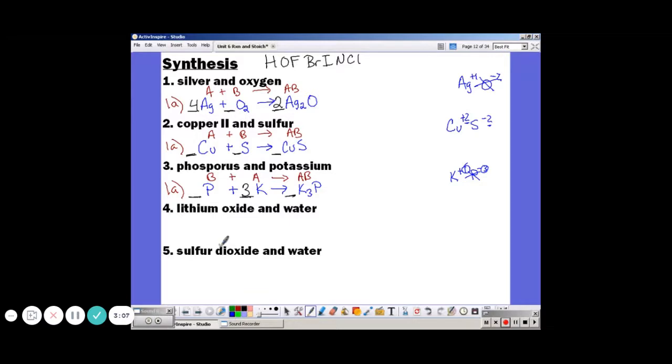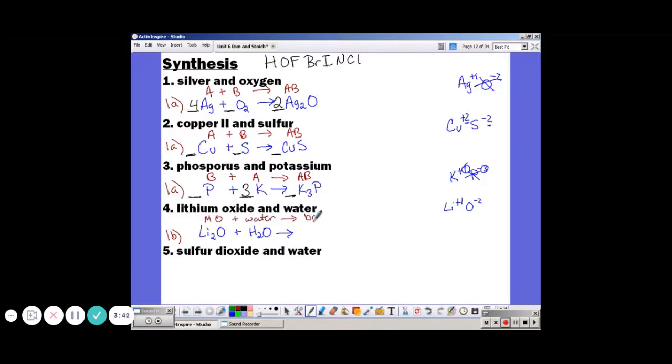Lithium oxide. There's no and or plus in between, so this is a compound. So we would cross our charges. Lithium is +1, oxygen is -2. So we would have Li2O, and is our plus, water is H2O. So this is a metal oxide and water. So we're looking at 1B. And it says that your metal oxide plus water yields a base.